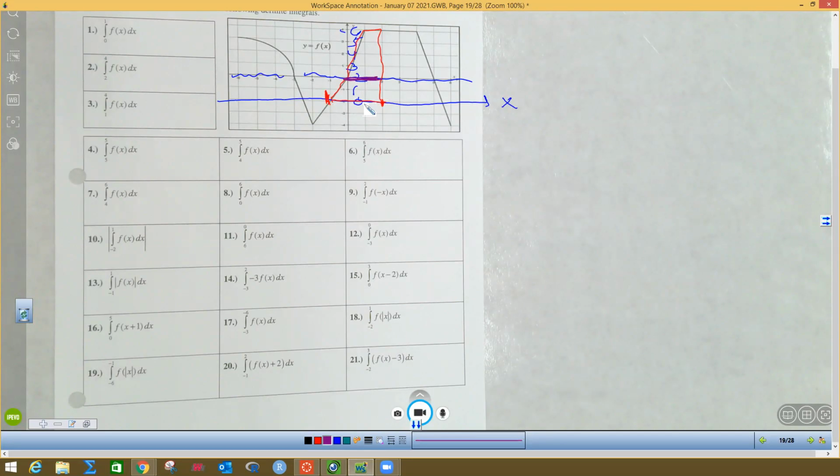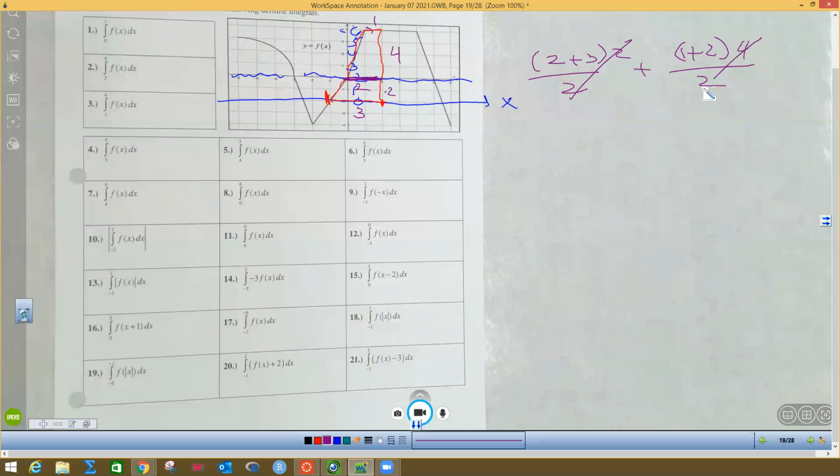So let's see, 1, 2, 3 is that base. This base is 2. And here's your height of 2. So the first trapezoid is 2 plus 3 times 2 all over 2. And then this trapezoid, this base is 2. This base up here is 1. And that height is 4. So the other one is 1 plus 2 times 4 all over 2. So let's see if we get 5 plus 6, 11. Okay?